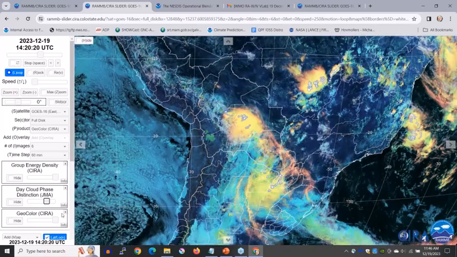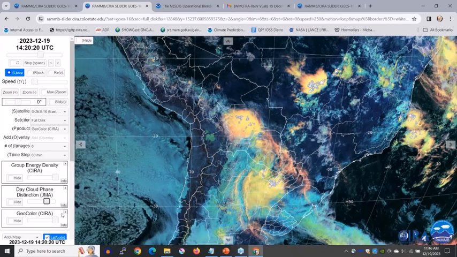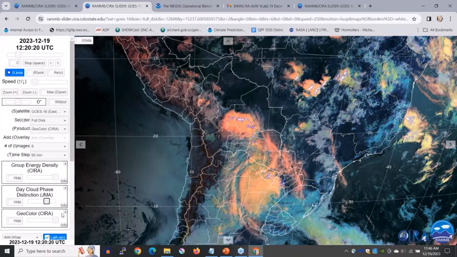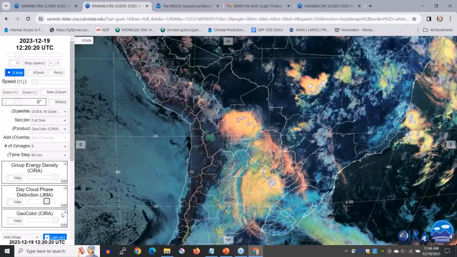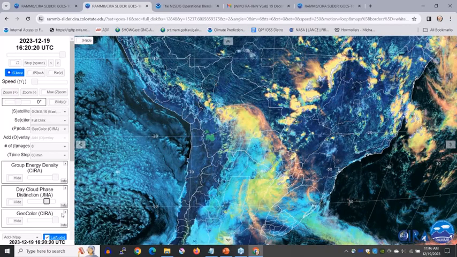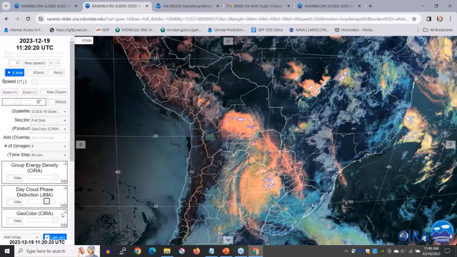So we're looking at the geocolor and overlay the Cloud Phase Distinction, which is a product that helps us visualize whether we have cloud made of water or cloud made with ice, and looking at the shape of the cloud, we can infer what type of cloud it is in the movement.